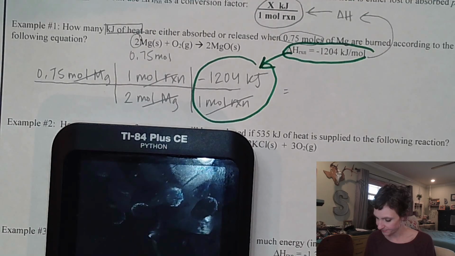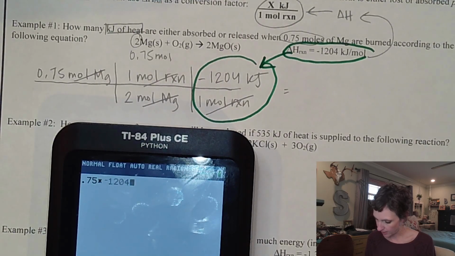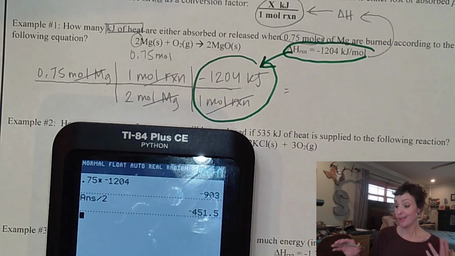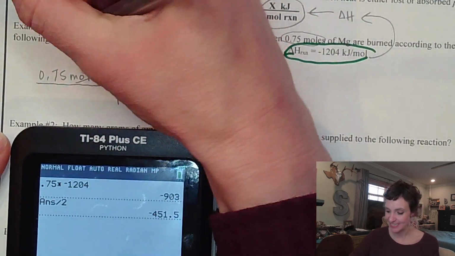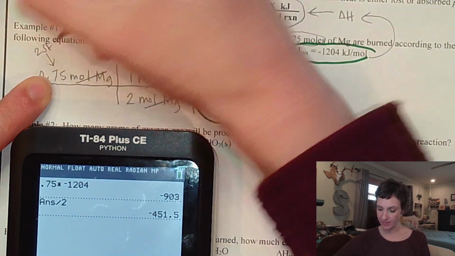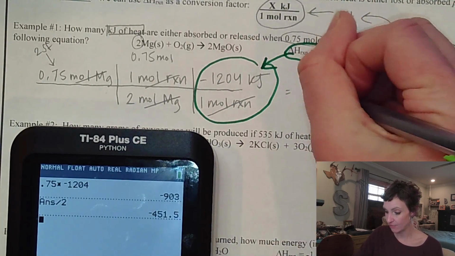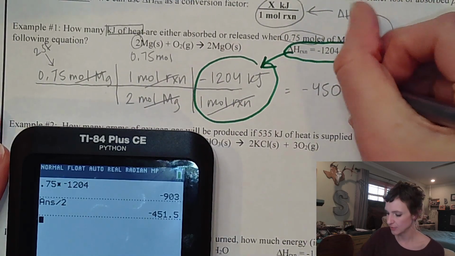So I get my calculator out. I go 0.75 times negative 1,204 divided by 2, and I get negative 451.5. You're like, great, what do I round to? How many sig figs are in your given number? That 0 is not significant. It is only 2 sig figs, which means my answer is going to be negative 450. Just do not put a decimal after that 0. That is 2 sig figs. What are the units? Kilojoules.